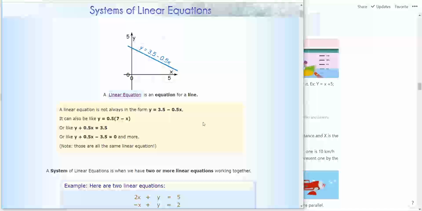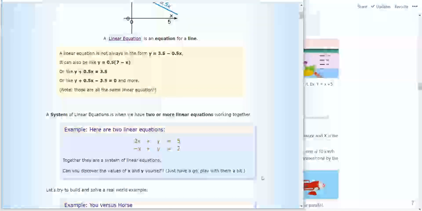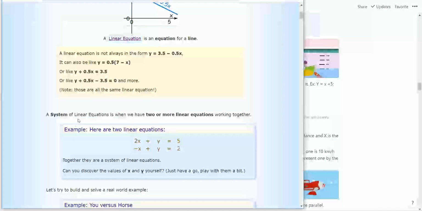Anyways, there is this note here which is quite important: linear equations don't have a really specific form, but you just have to pay attention to the power. Usually there's no power. So if you get a power of something, then you're basically out of the linear equation realm. So this is linear equations, when you have two or more linear equations working together, that we have seen.